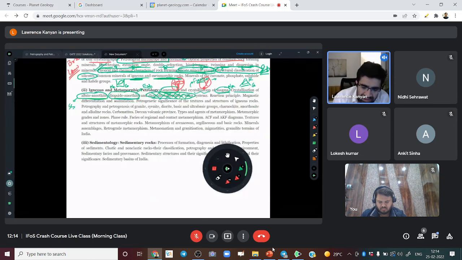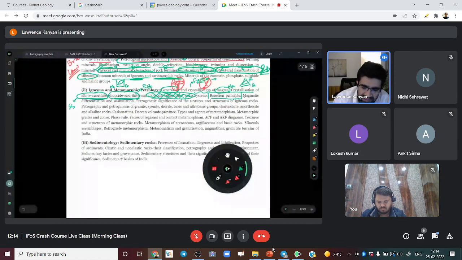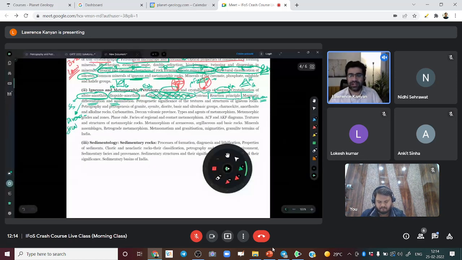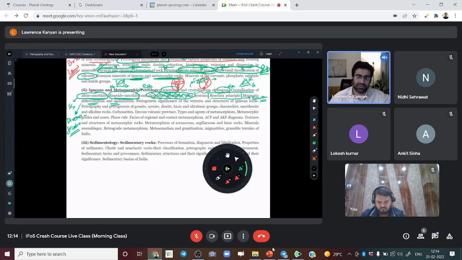Reaction principle, many students get confused in this part. This is nothing but Bowen's reaction series. Magmatic differentiation, assimilation: they can ask you either differentiation or assimilation, or they can ask you about diversification of magma. When magma is generated from the mantle, which is ultramafic, the melt generated was basaltic. So how do you get felsic rocks and intermediate rocks? Through these processes of differentiation, assimilation, crystal fractionation and so on. This is also a very simple topic.